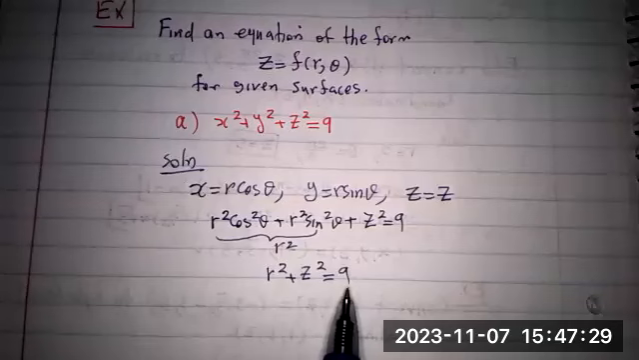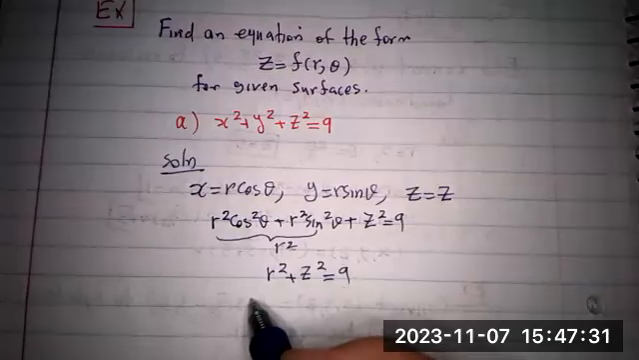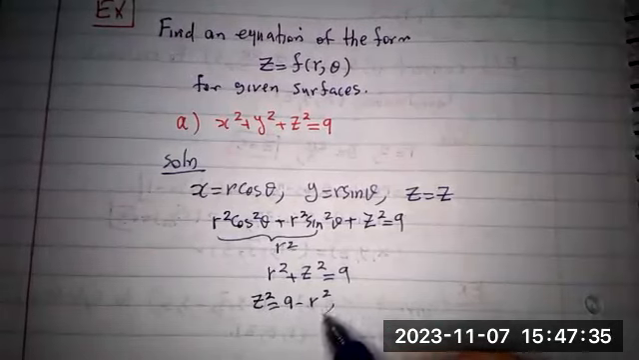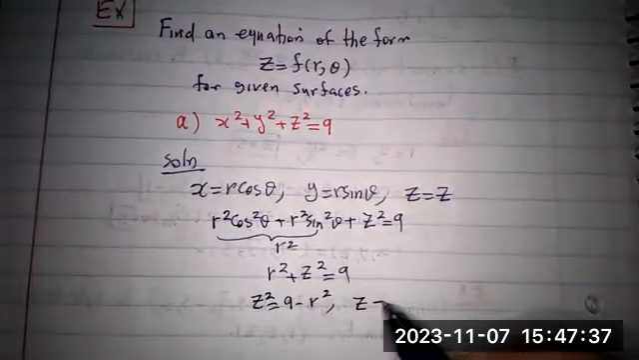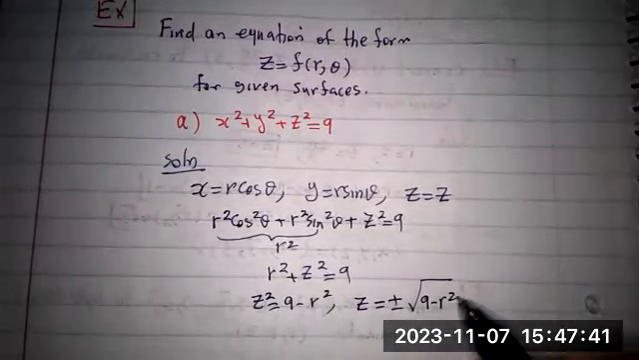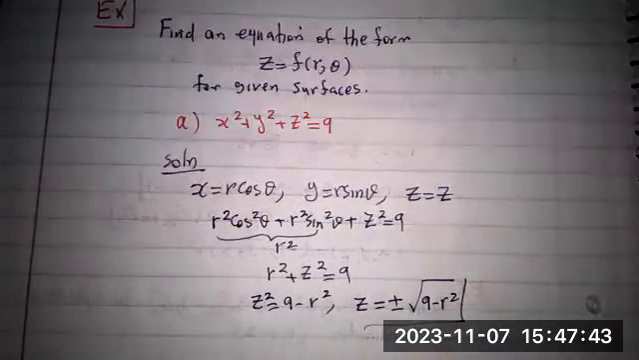Okay, then we solve for z. That gives you z squared equal to 9 minus r squared. You take the square root, it would be positive or negative square root of 9 minus r squared. You see? So if you have a sphere and you want to convert the equation into cylindrical coordinates, this would be the version that you're going to have.